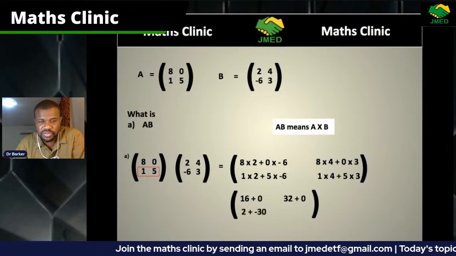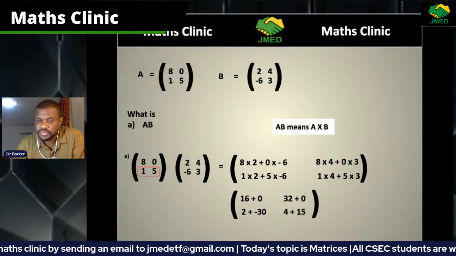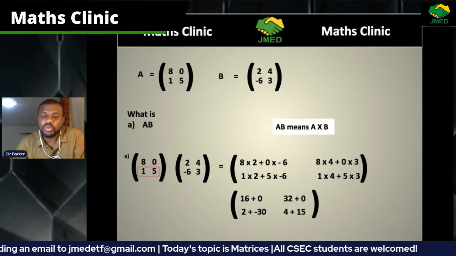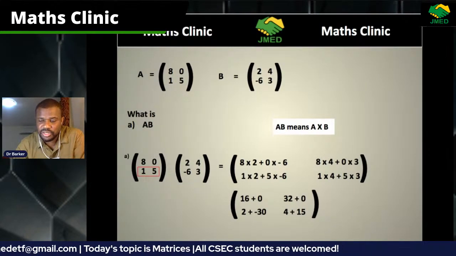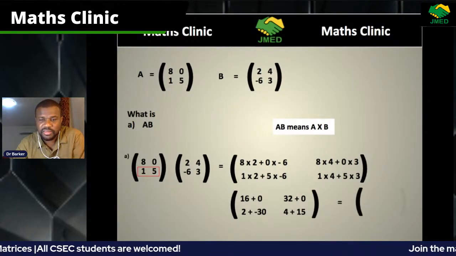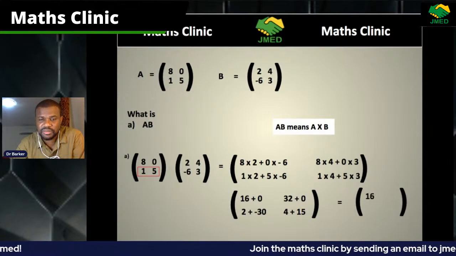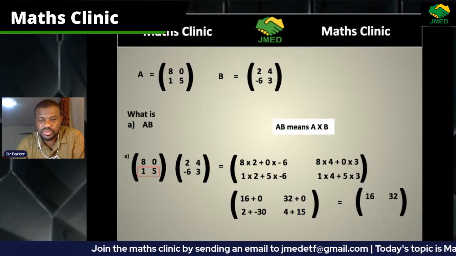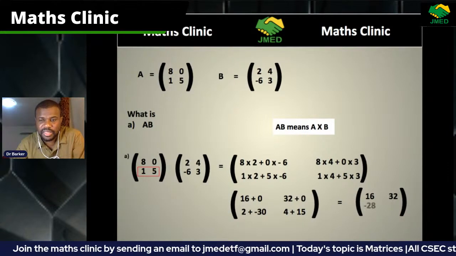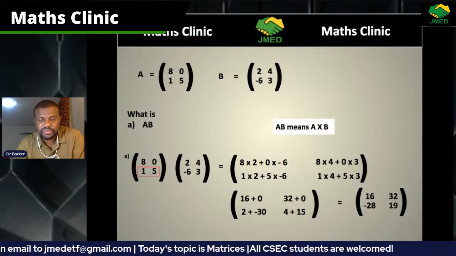2 plus minus 30. And then the last one will have 4 plus 15. So we're just going to finalize the simplification now to get to the final answer. And that's just adding, simplifying. So 16 plus 0 would give us 16. 32 plus 0 would give us 32. 2 plus minus 30 would be a negative 28. And 4 plus 15 will be 19.